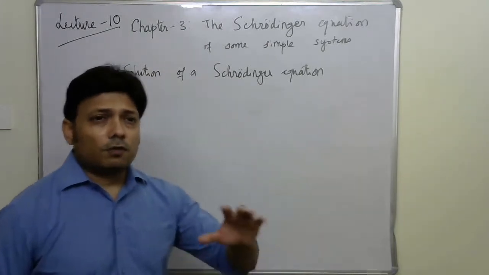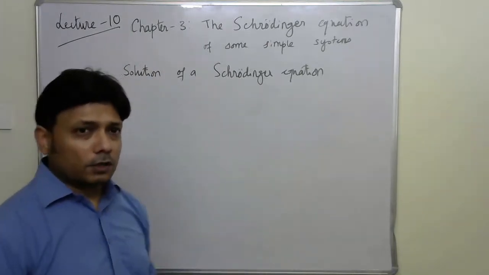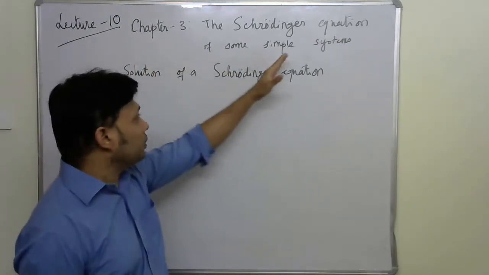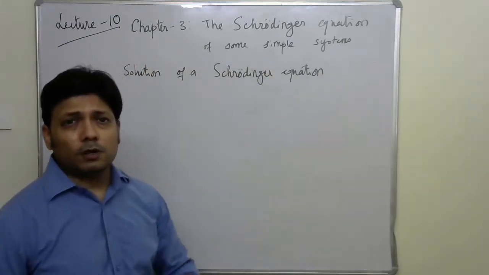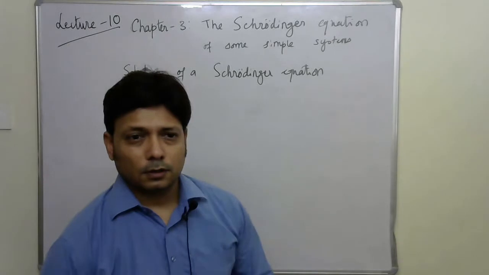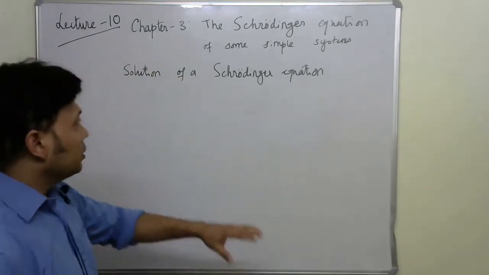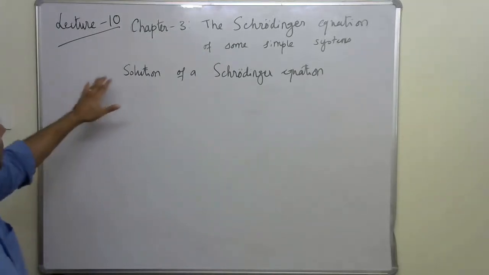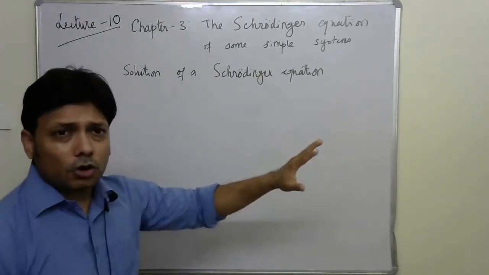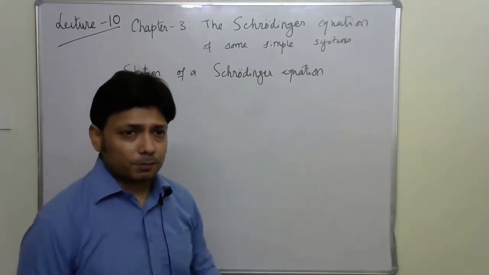Now we start our foundation chapter of quantum mechanics, chapter 3, the Schrodinger equation. My microphone was not connected, so sorry about that. Here in chapter 3, we will learn about the Schrodinger equation of some simple systems.